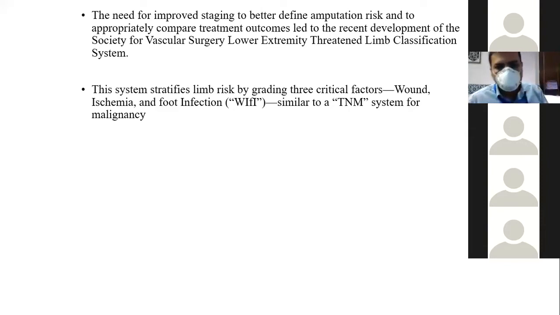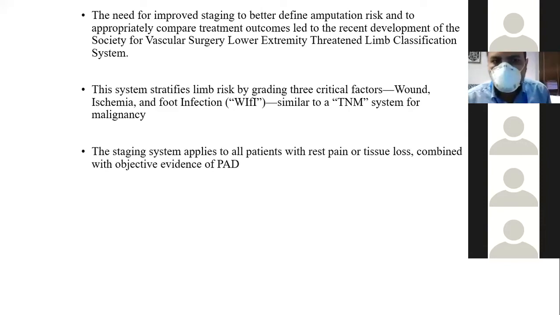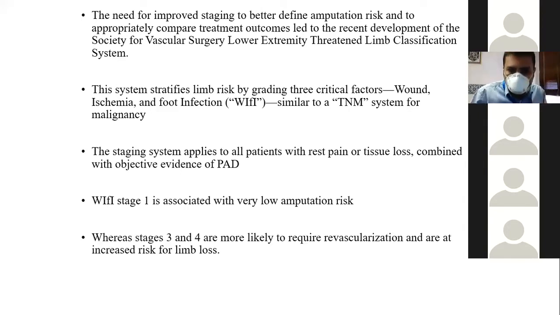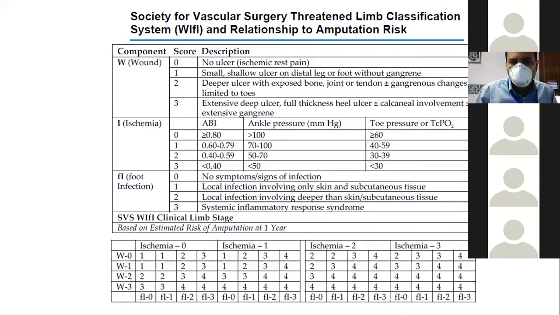Very good. Excellent. This is the message I wanted to say, that this is a TNM system, just like in malignancy. If we say that the patient has stage 1, it has very low risk. If they are stage 3 and 4, they are at high risk of limb loss. And this is the Wi-Fi you were talking about: wound, ischemia, and foot infection.